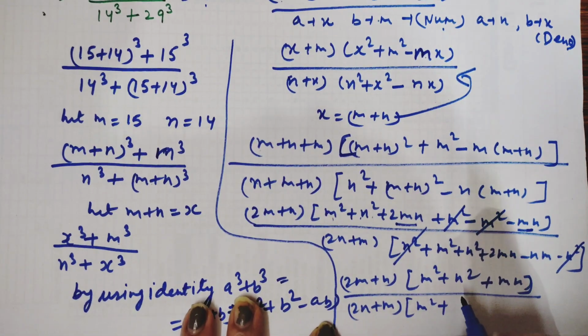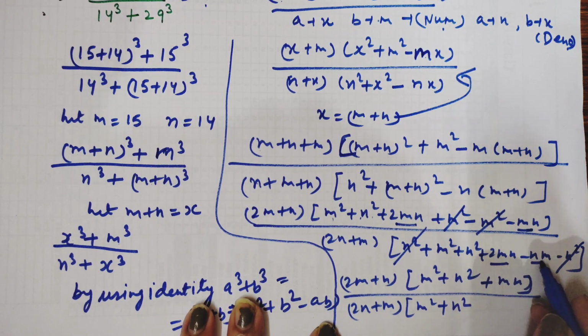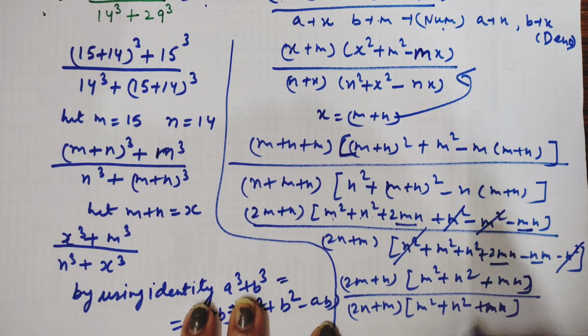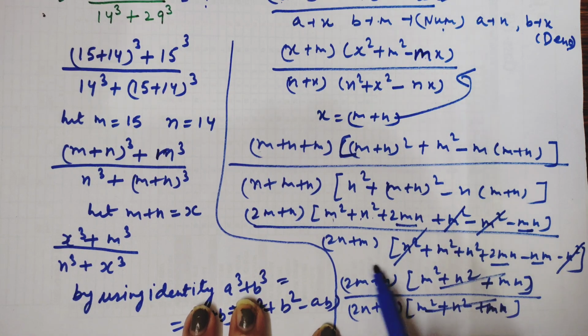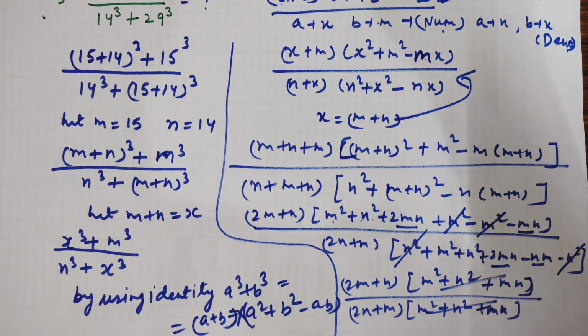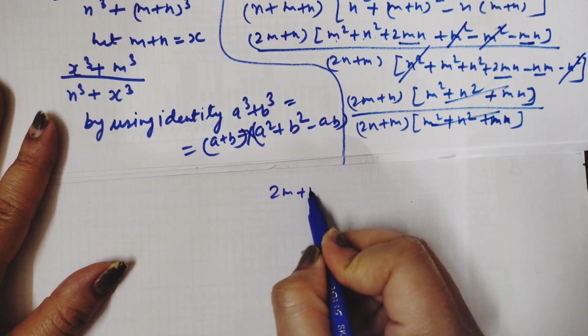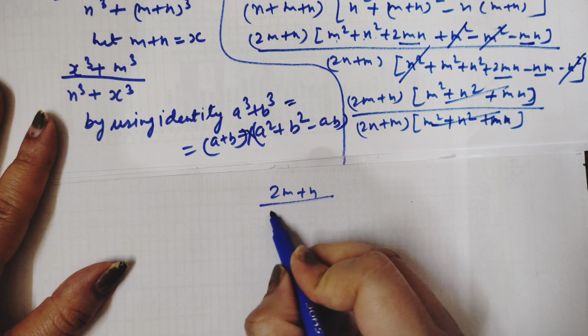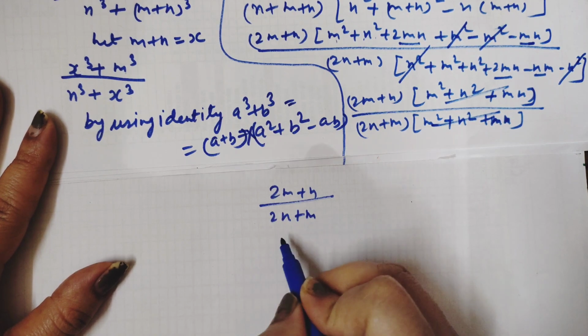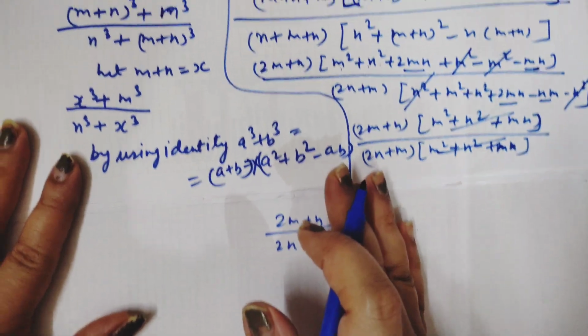Here m square plus n square, 2mn minus this nm; nm and mn both are the same, so it will be plus mn. Now you can see this part is cancelled, so we have only 2m plus n and 2n plus m. So we have 2m plus n upon 2n plus m. Now you can see what our question is.